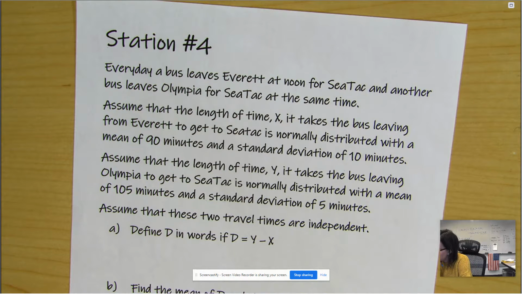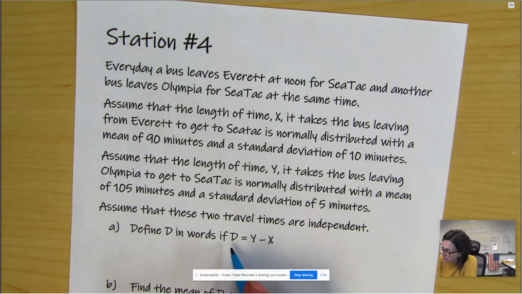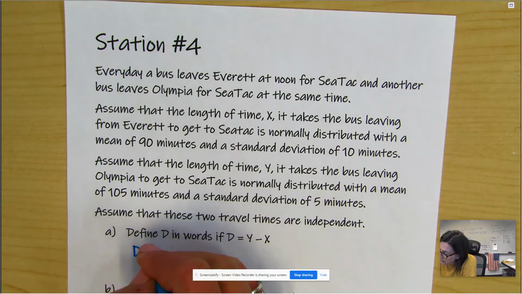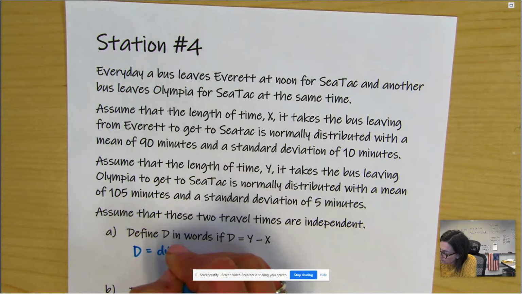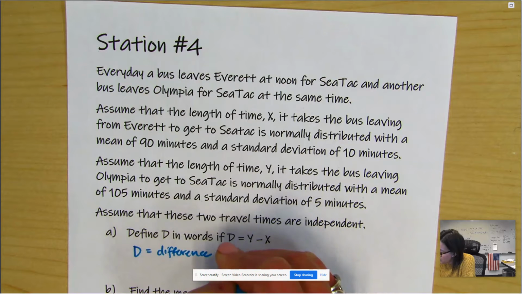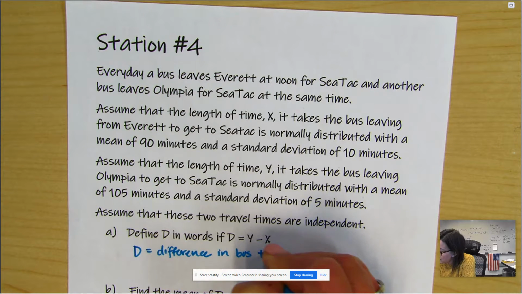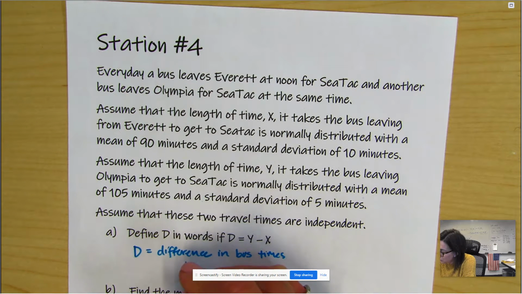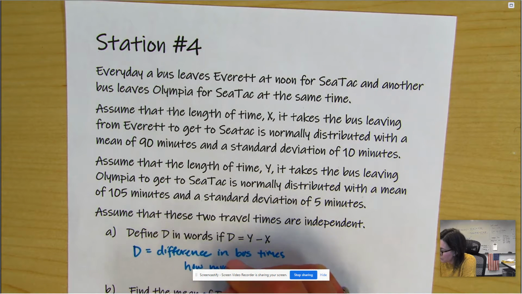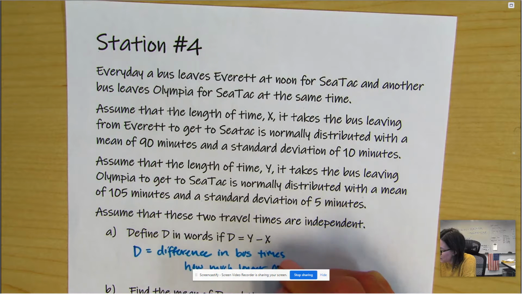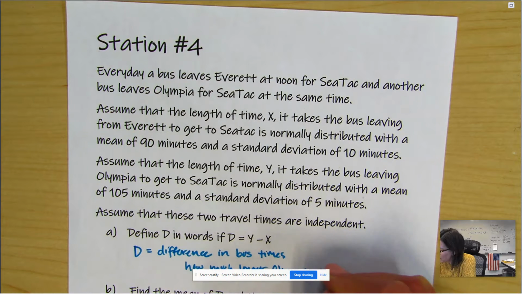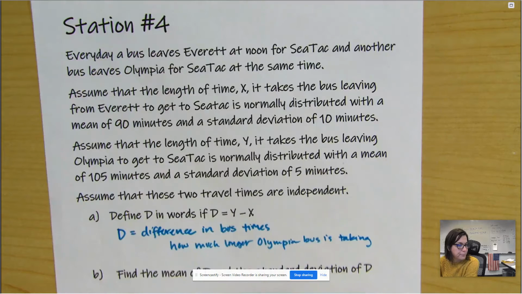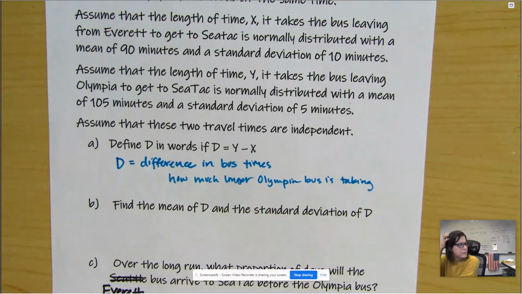So define D in words. If we're taking the Olympia bus time minus the Everett time, we're finding the difference. So D is the difference in bus times. And we can say a little bit more. It's how much longer the Olympia bus is taking. How many minutes more? Okay. All right. So that's in words.